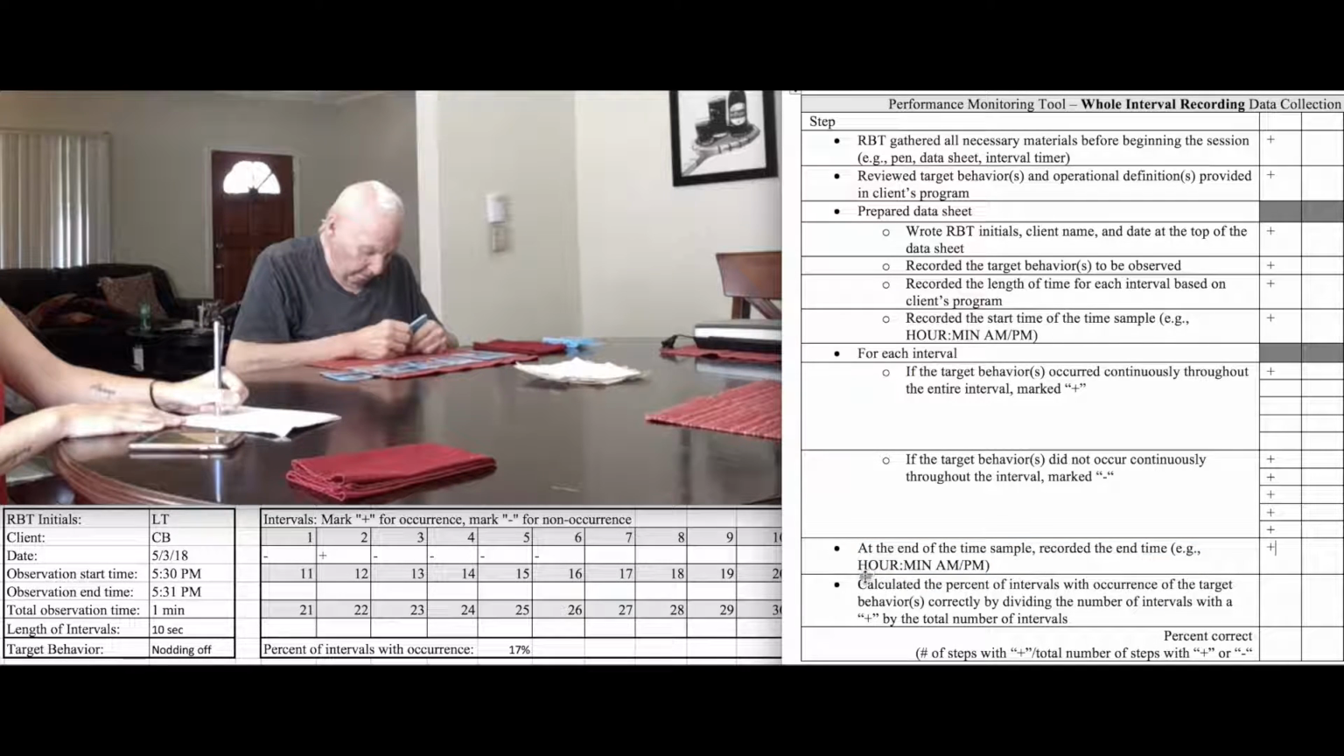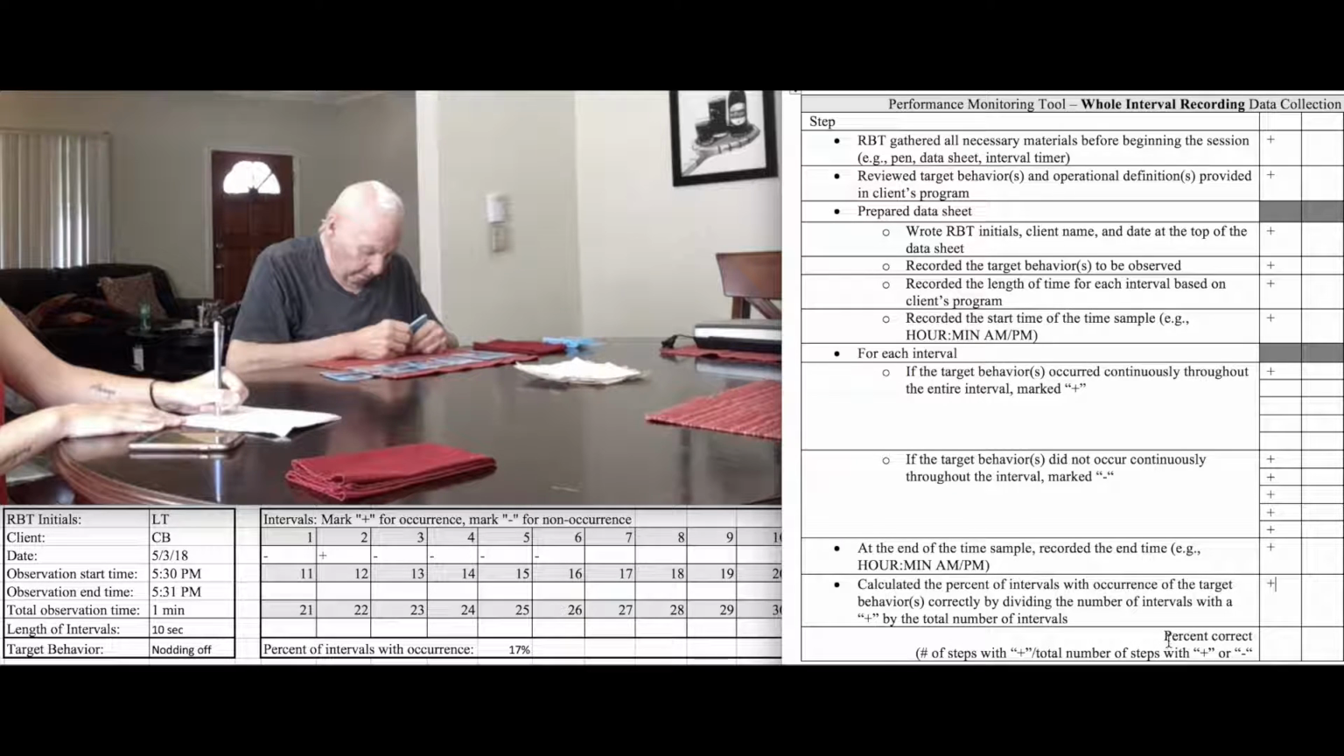And then the final step, did the RBT calculate the percent of intervals with occurrence of the target behavior correctly? So over here we see that out of the 6 intervals where the RBT took data, there was only one interval where the client was nodding off for the entire 10-second interval. So 1 out of 6 intervals comes out to 17%. So our RBT did accurately calculate the percent of intervals with occurrence of target behavior and indicated here. Therefore, for this last step on our performance monitoring tool, our RBT gets a plus.